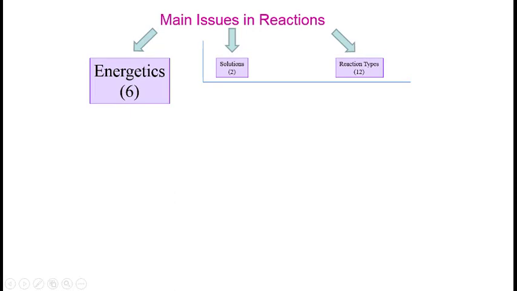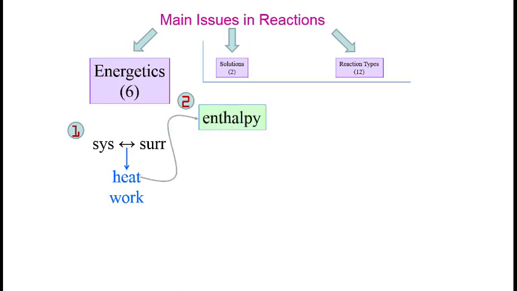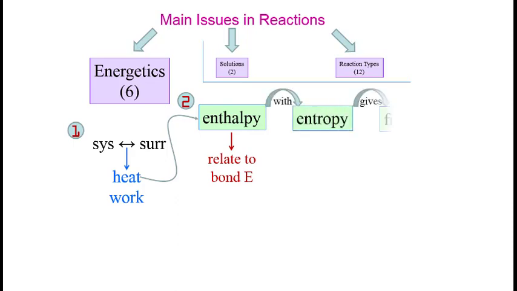Energetics is the first of three major issues we will work through in reactions. In the rest of this module, we will look at how a chemical system can transfer energy to its surroundings through heat and work. We will then spend a module focusing on the heat portion with a quantity called enthalpy. This will be related to the bond energies of bonds that break and form during a reaction. When enthalpy is combined with entropy, we get the free energy of a process, which addresses whether or not a reaction will go. This will be the third module.